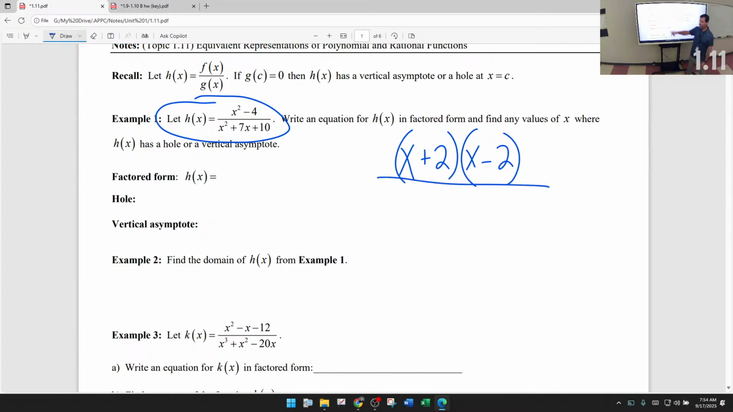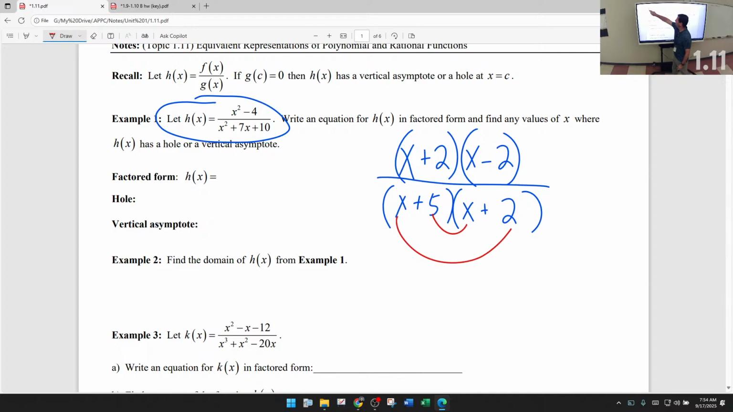X squared plus 7x plus 10. Luckily, it's x squared. 10 can be 10 and 1 or 5 and 2, but I need 7, so luckily it's 5 and 2. That's not that hard. And they're both positive. Again, all I'm doing, I call it my happy face. I need this and this to get to the middle. And so I just make it a puzzle until I get there. Luckily, this one's a pretty easy puzzle. Boom, boom, boom, boom. Factored form.